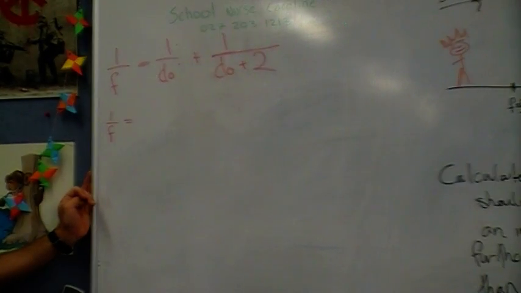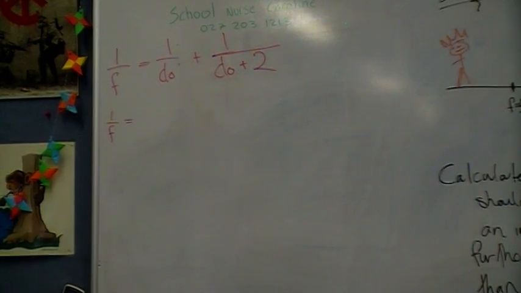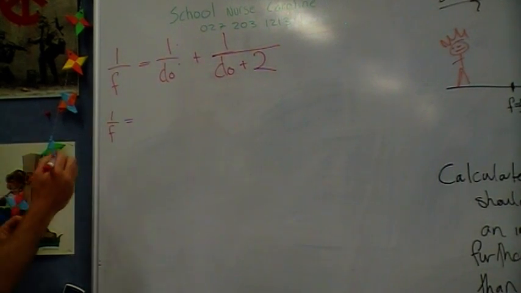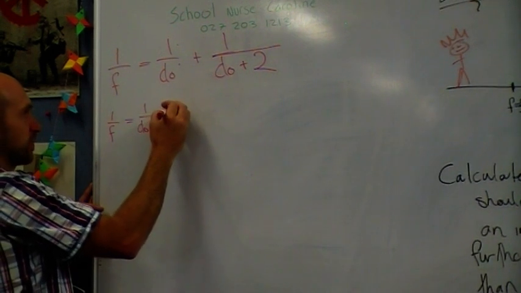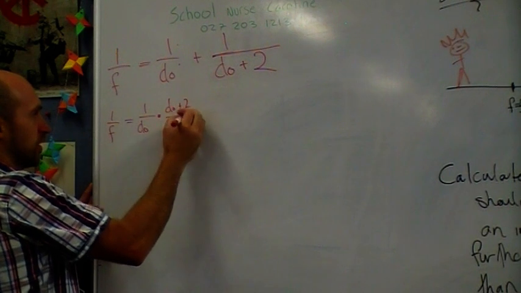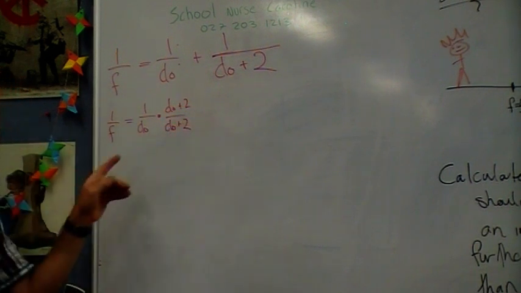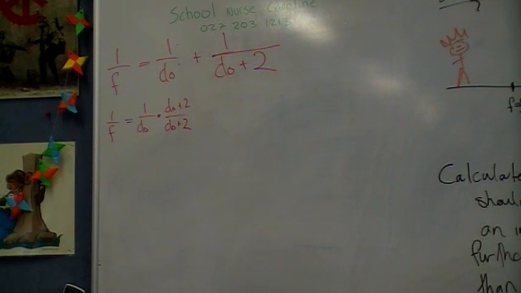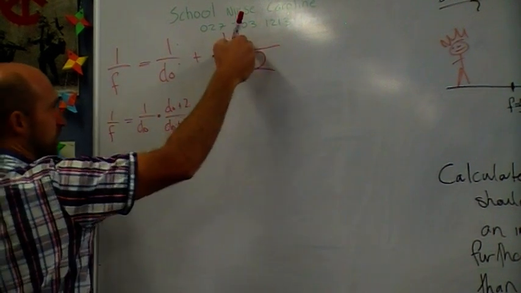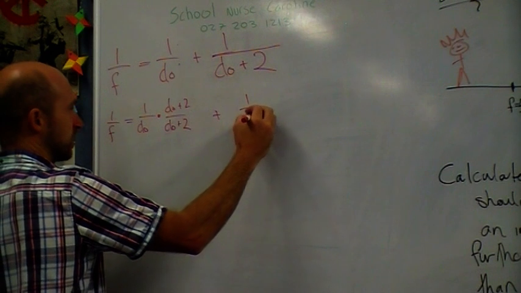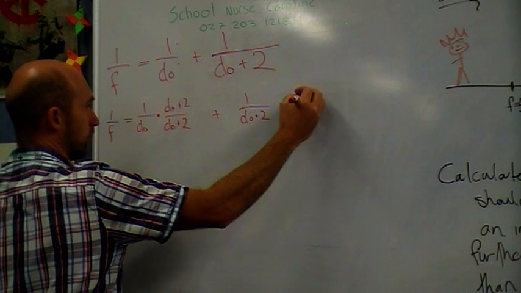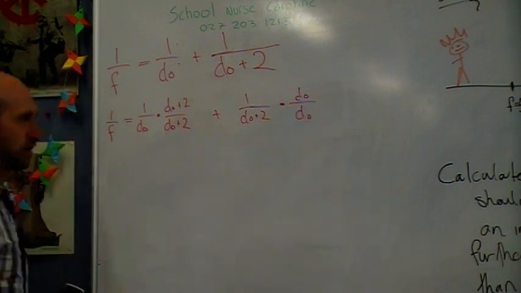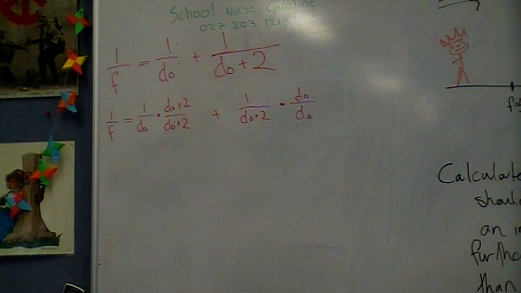To keep it, we have to multiply it by the same on the top and the bottom, otherwise we're changing the fraction because we're multiplying it by something that's not 1. So what we're doing is 1 over do times by do plus 2 over do plus 2. See how that's just multiplying it by 1? And then we're doing the other fraction, this one here, we're doing 1 over do plus 2. We're multiplying that by do over do. And that's going to get both fractions to have the same denominator.